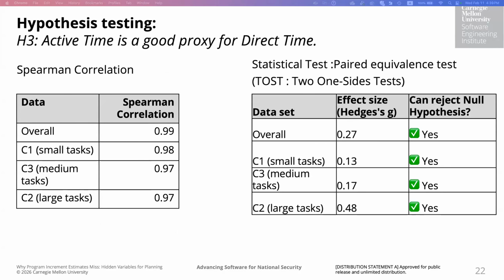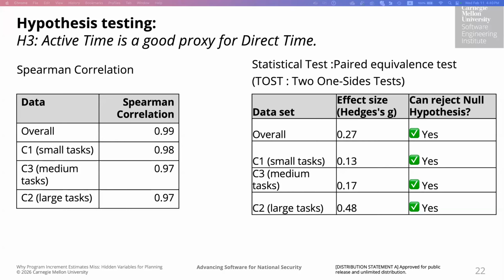And this time we see a very different result. Looking at the Spearman correlation, we see that they are extremely strong, 0.99 for overall, and between 0.97 and 0.98 for each size cluster. So across the small, medium, and large tasks, the monotonic relationship is now almost perfectly aligned.